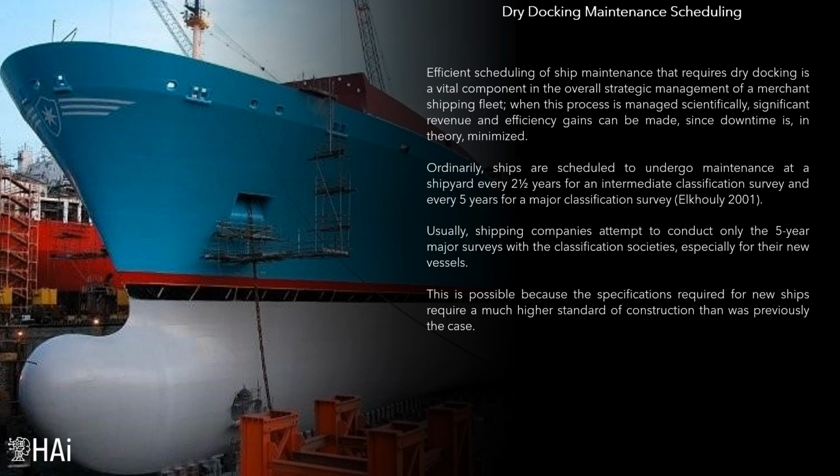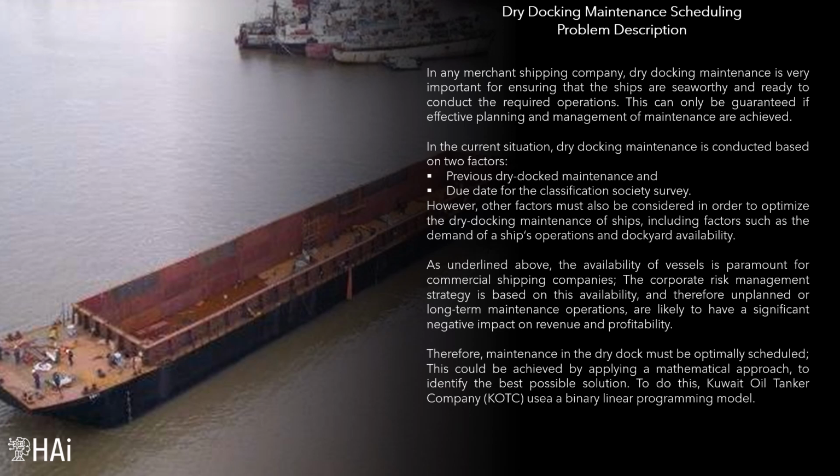Usually, shipping companies try to carry out with classification societies only the main 5-year surveys, especially for their new vessels. This is possible because the specifications required for new vessels require a much higher standard of construction than was previously done. In any merchant shipping company, dry dock maintenance is very important to ensure that vessels are seaworthy and ready to perform the required operations. This can only be guaranteed if effective maintenance planning and management is achieved.